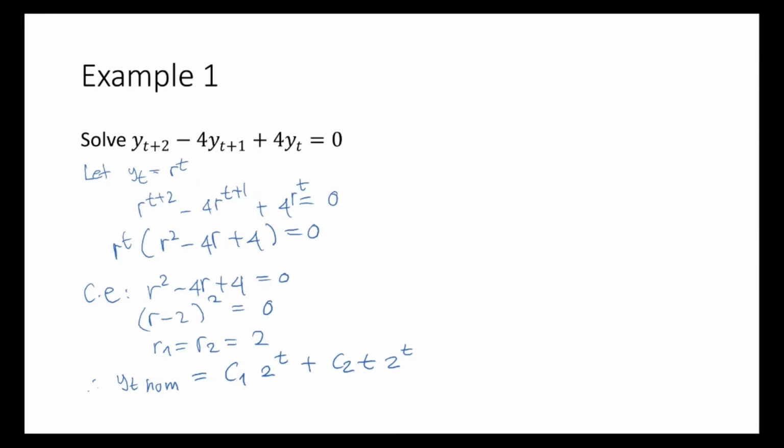So that's the first part of the second order linear difference equation. And I think that's all for the first video. We will continue with the next video.